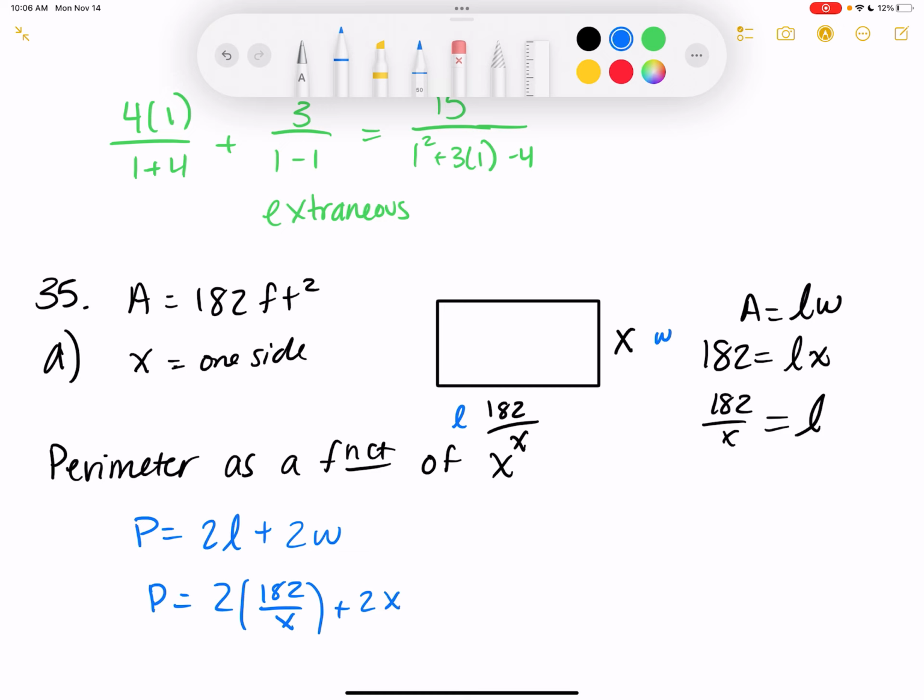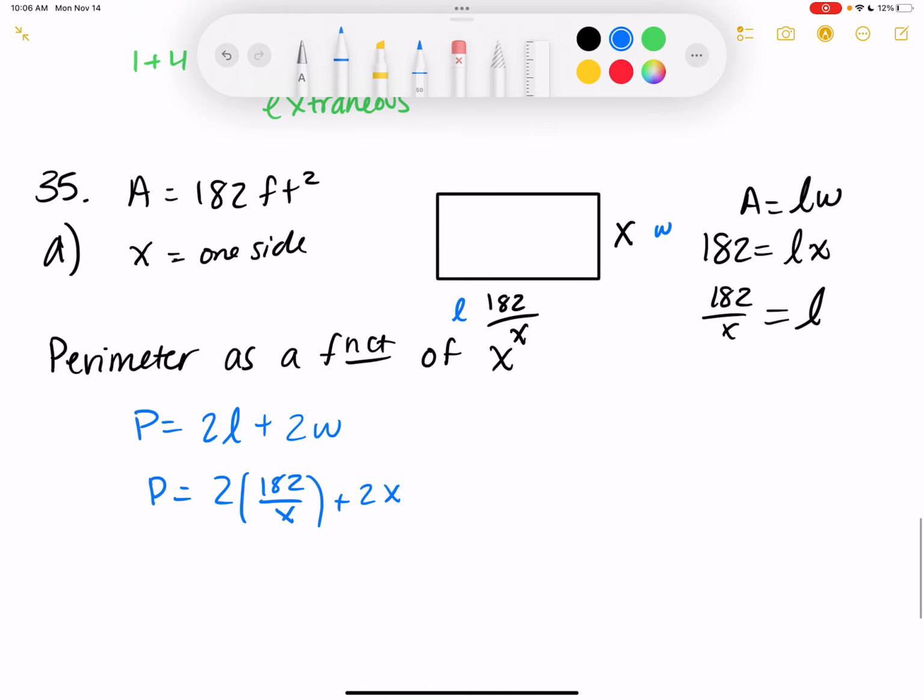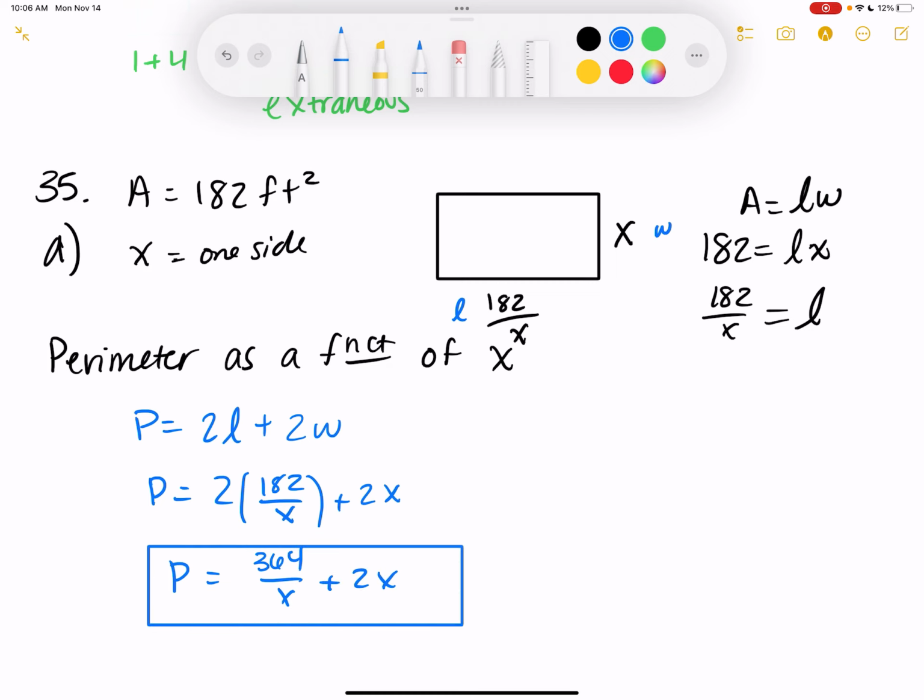So you can either write it as P equals 364 over x plus 2x, or you can simplify it down. But I'm okay with you just leaving it there. If you wanted to get a common denominator and write it all as one fraction, you could do that too.